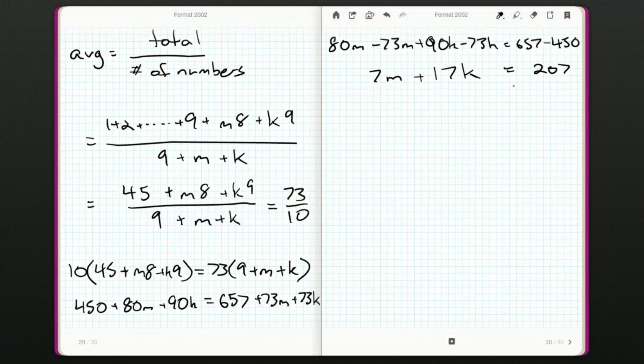I want m plus k by itself, so what I'm thinking of doing is taking out a 7 and m plus k, and I'll be left with 10k over here. So now I'm looking for a multiple of 7, a multiple of 10 adding up to 207. That's what I'm looking at right now. I don't think there's a whole lot else to do other than try different values of k.